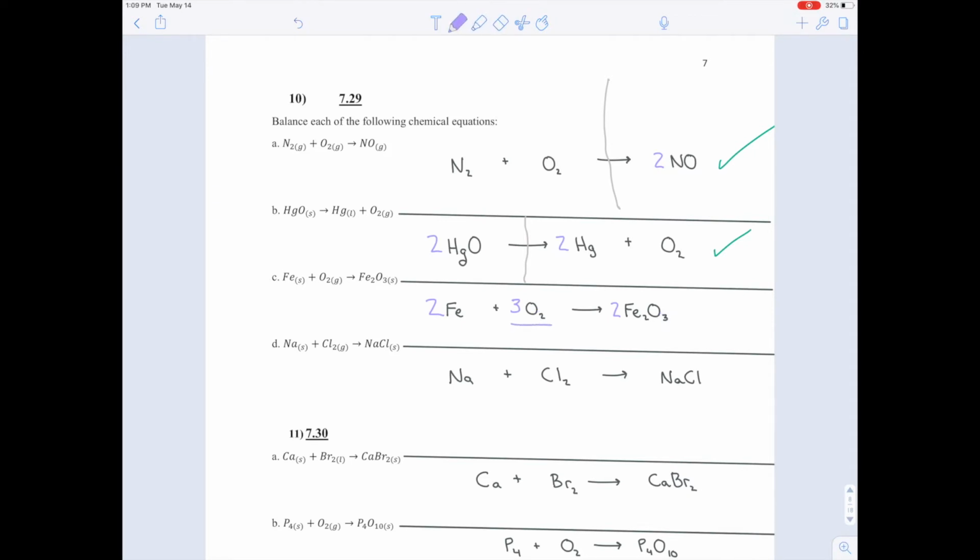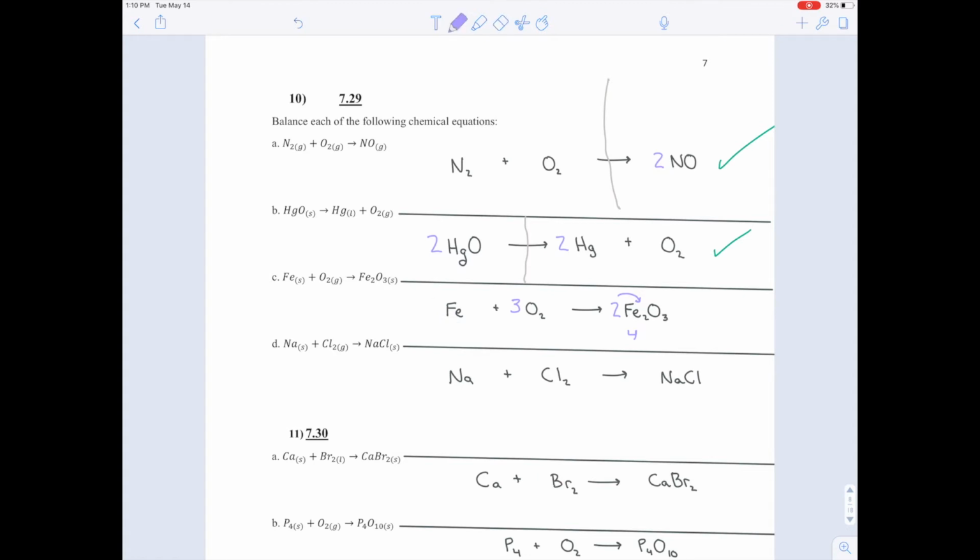Notice now, you have 3, and you distribute it 3 times the 2 that's there. There's 6 oxygens on the left, 2, and distribute it 2 times the 3, that's 6 oxygens on the right, so the oxygens are balanced. But remember, anytime you add a number or change a number, you always have to go back and check to see whether everything else is balanced. So we have 2 irons on the left, 2, distribute it, 2 times 2 is 4 irons on the right, so the irons are not balanced.